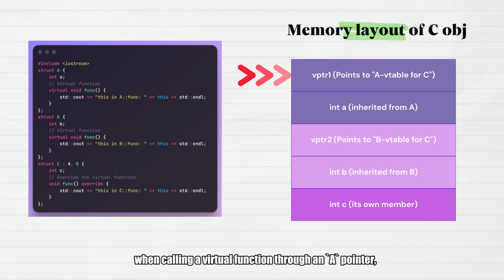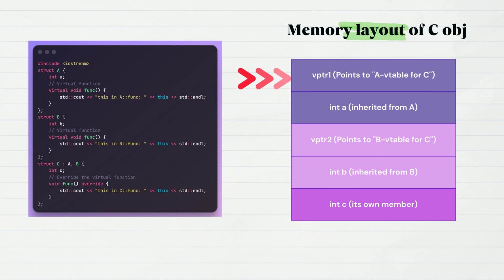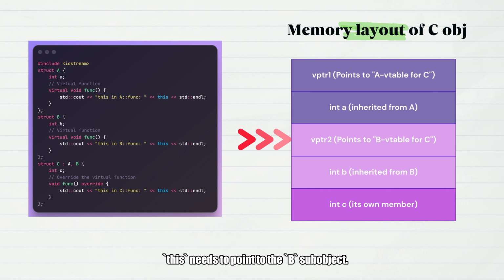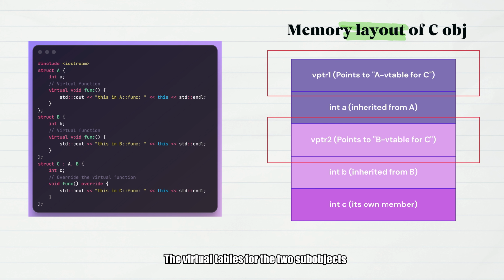This is because when calling a virtual function through an A pointer, this needs to point to the A subobject. When calling through a B pointer, this needs to point to the B subobject. The virtual tables for the two subobjects must be separate to ensure the correctness of the this pointer during virtual function calls. But the more critical point is, what's stored in the table is not the direct address of the functions we write, but rather compiler-generated thunk functions.